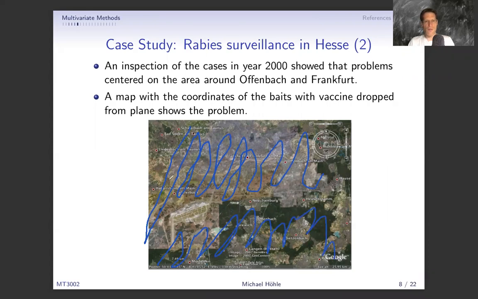Exaggerating here, and of course what the clever one notices is that there was a region where they didn't fly, where no polenta was dropped, so no vaccine. Of course, this was because of the big Frankfurt airport. They couldn't fly there with a small plane, because you start to interfere with the other big planes coming, so you're not supposed to fly there.